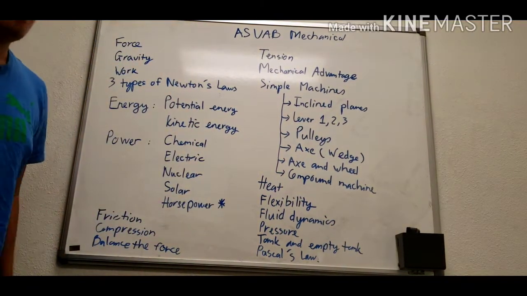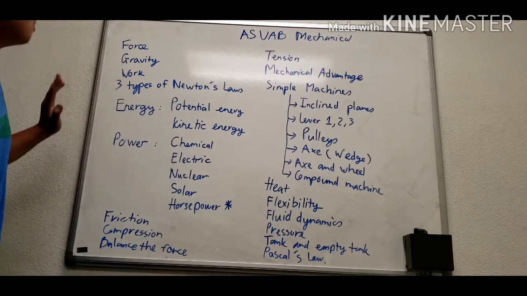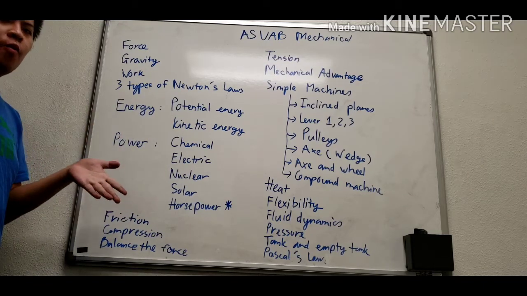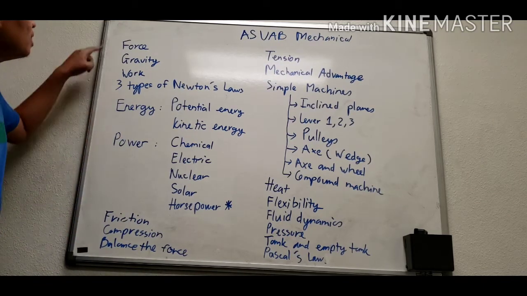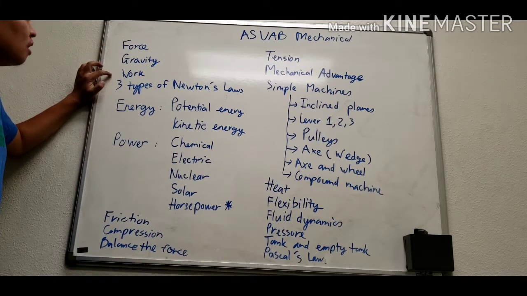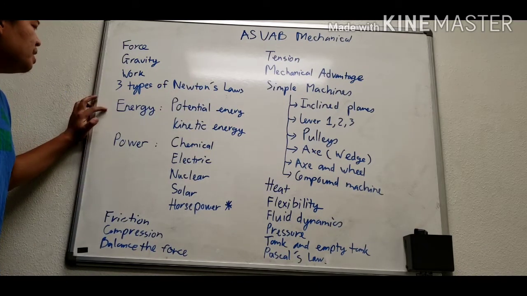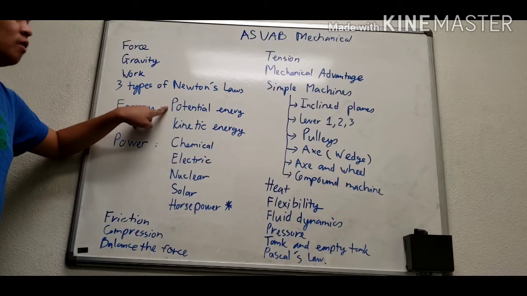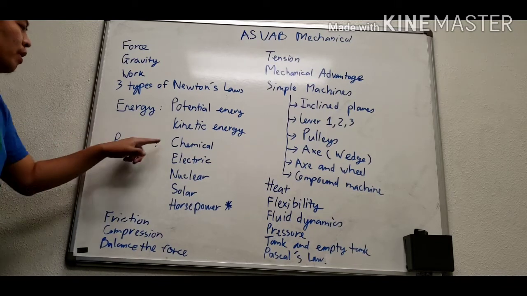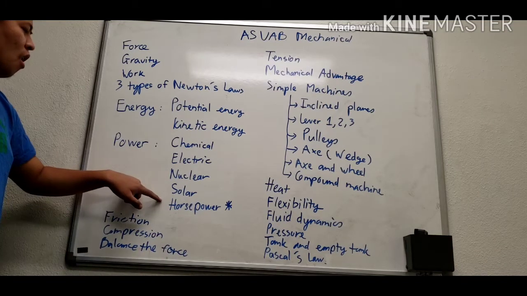So today I will do ASVAB Mechanical Comprehension. I will divide it into different kinds of topics that will be on the test. First, we learn about force, gravity, work, and the three types of Newton's laws. About energy, we will talk about potential energy and kinetic energy. About power, we do chemical, electric, nuclear, solar, and horsepower.